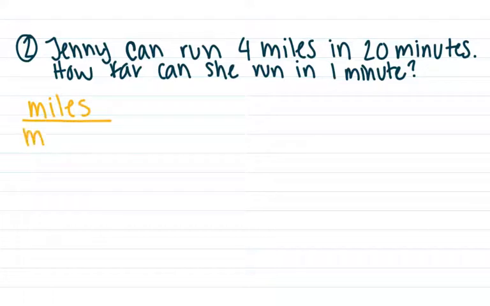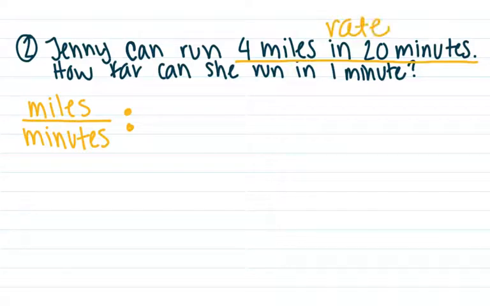That means that my minutes need to be on bottom because I want a 1 for minutes. And the 1 in a unit rate is the denominator. After I write my words, and again, here's that rate right here, let me underline it for us. This is our rate.